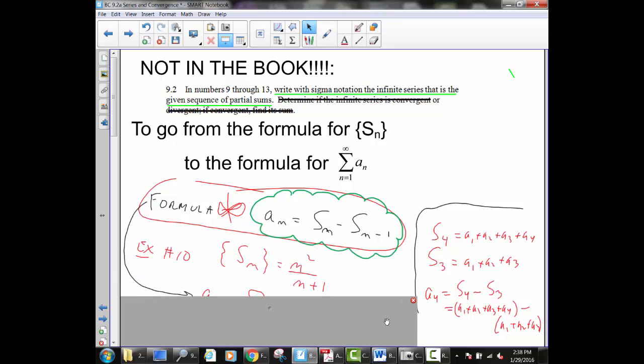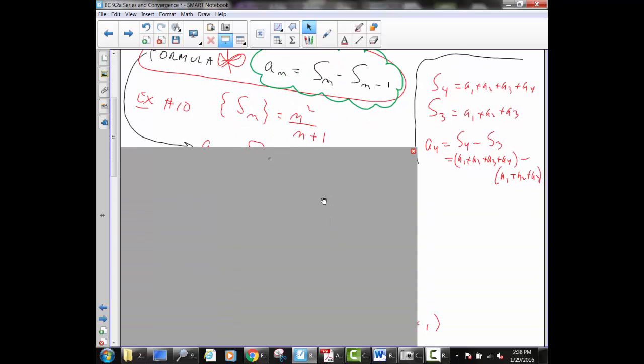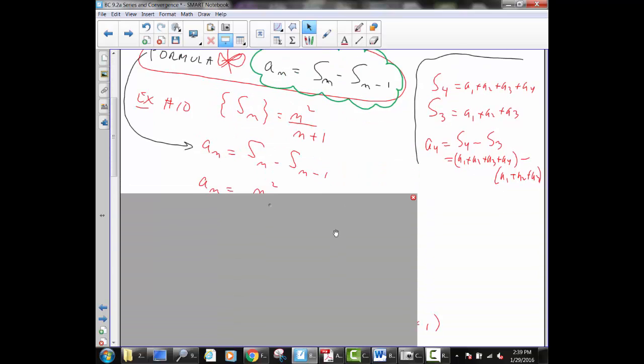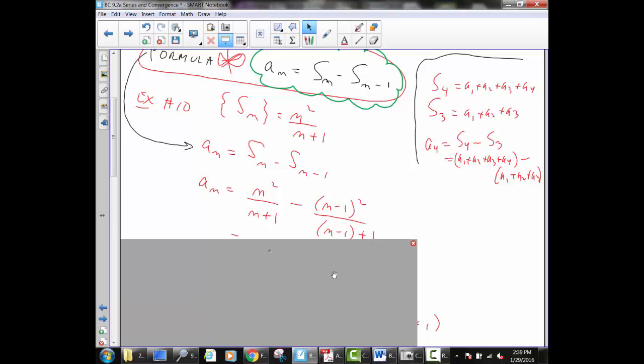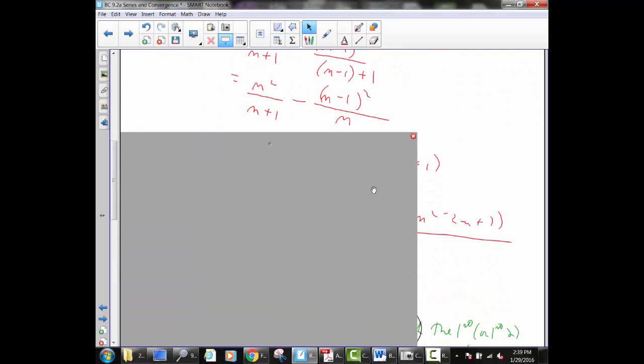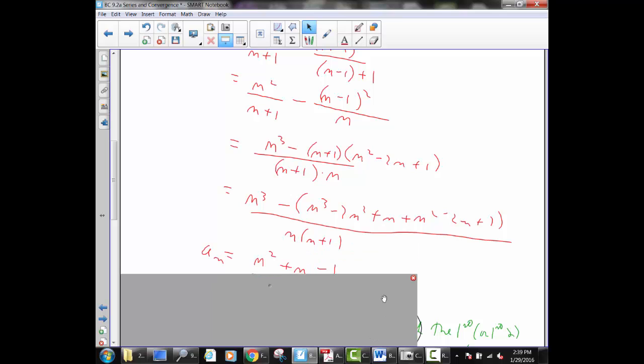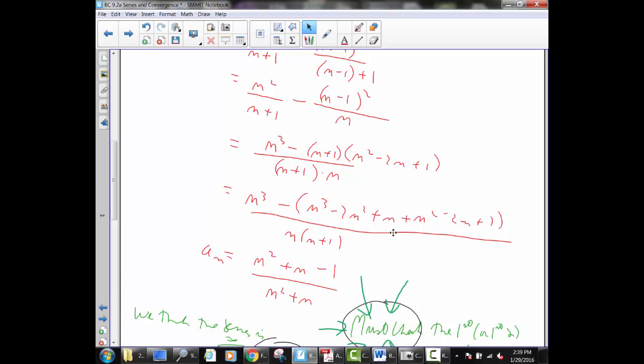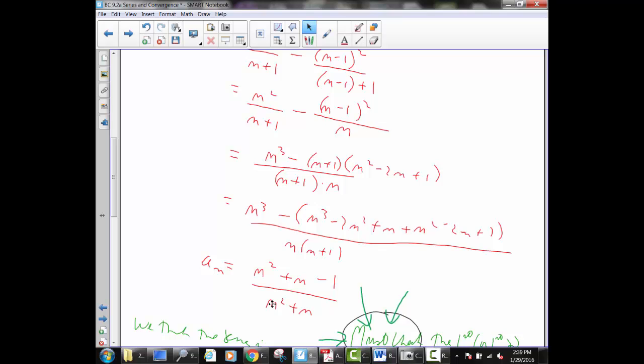So if we go back to our number 10, the Sn was n squared over n plus 1. Our an is Sn minus Sn minus 1, which is n squared over n plus 1 minus n minus 1 squared over n minus 1 plus 1, which of course is n. And then you're going to find a common denominator and simplify. Okay? And you end up with this expression right here.